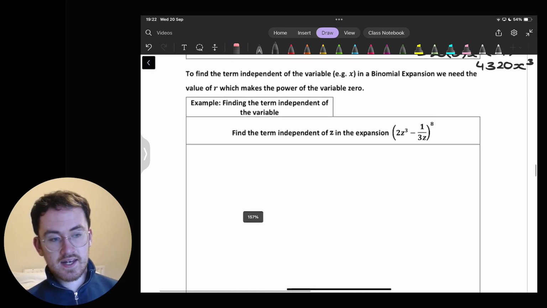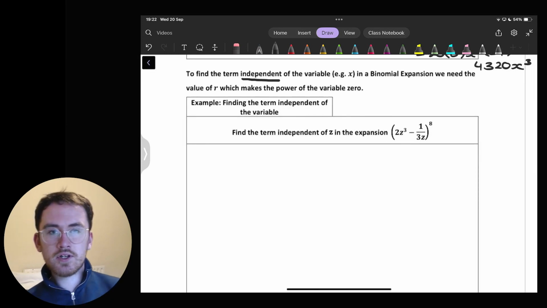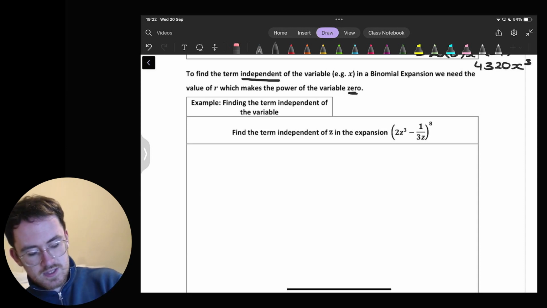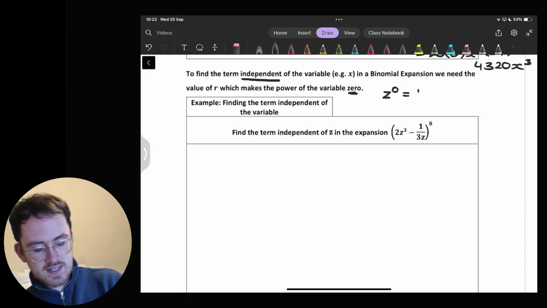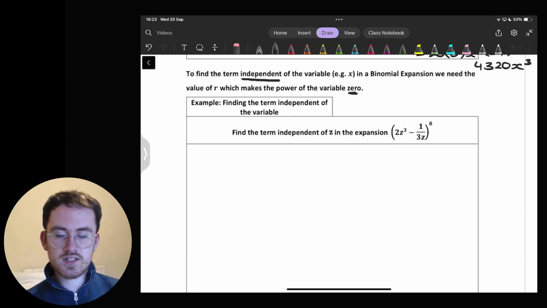If we're asked then, as can happen, and as they do like to ask, to find a term independent of the variable, this is where we're going to be making use of what I was just talking about a little bit before there and looking at the powers of the variable. So it might be x, or in this question it's looking like it's going to be z. If we're going to do that, we need to try and find the value of r which makes the power of the variable 0. Because remember, if the power of the variable is 0, if we have z to the power of 0, that's the same as 1. So that will actually give us a term that has no z part, or has no variable part in it.